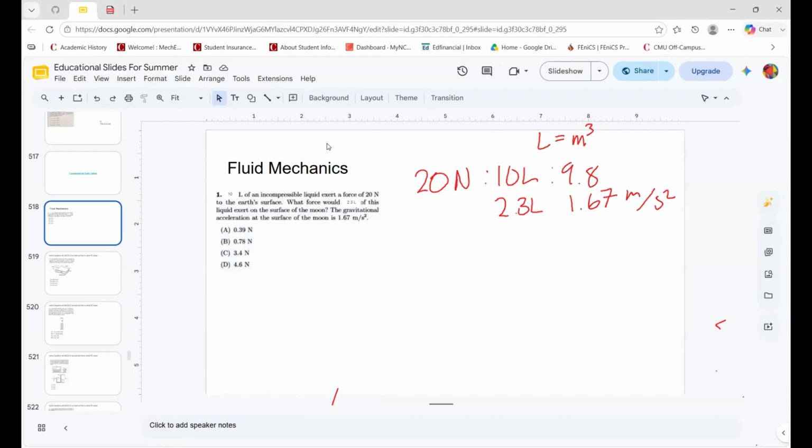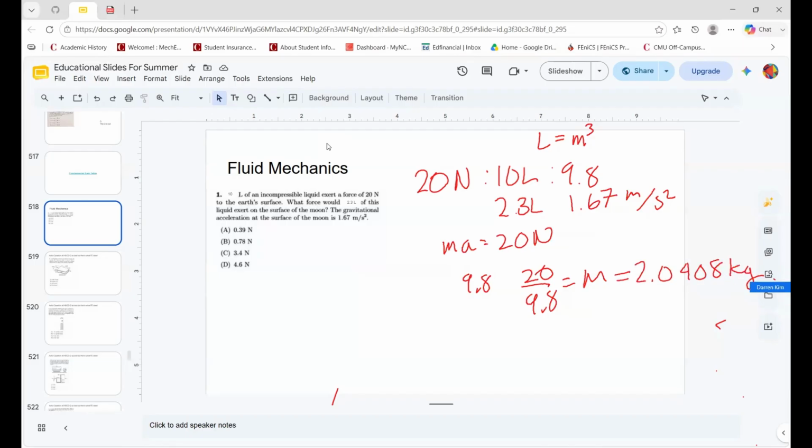I think we need the kilograms. So ma equals 20 newtons. So 20 divided by 9.8 equals the mass of the whole system, which is about 2.0408 kilograms. With that said, we have the meter squared.